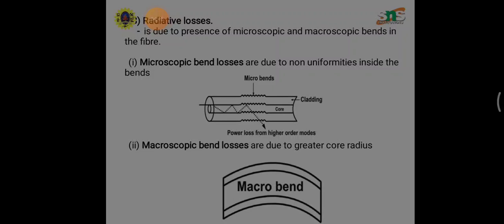And so when light propagates through an optical fiber, a small percentage of light is lost through different mechanisms. The loss of optical fiber is measured in decibels per kilometer for attenuation losses, and the more important radiative loss is due to the presence of macroscopic and microscopic bends in the fiber.